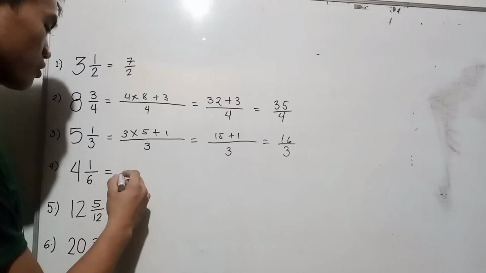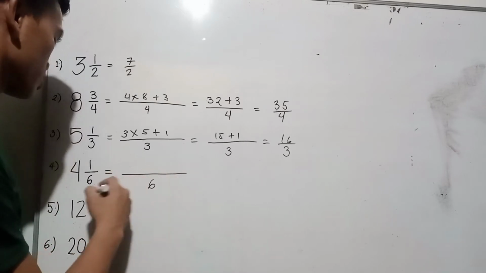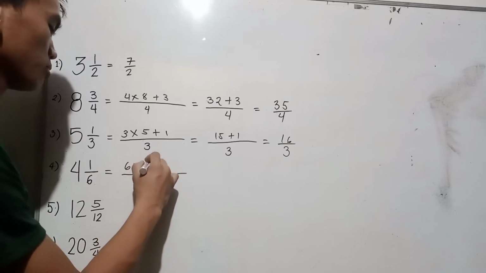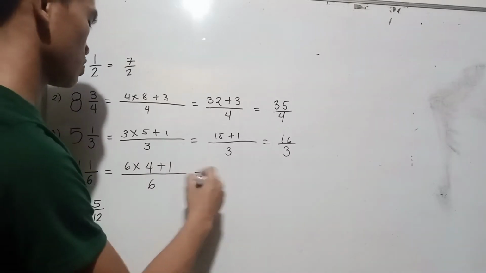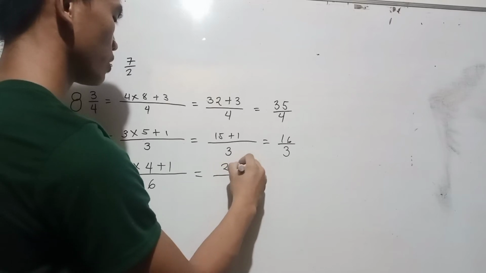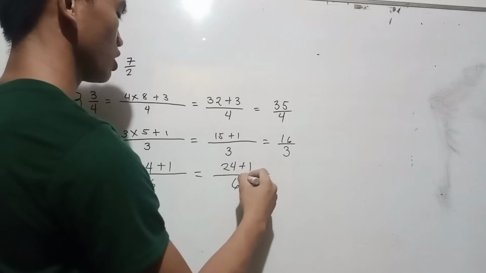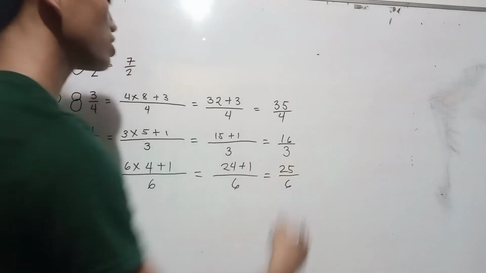Number 4. First thing to do is copy again the denominator, which is 6, and the denominator, which is 6, times the whole number, which is 4, plus 1, the numerator. 6 times 4 is equal to 24 plus 1 over 6. 24 plus 1 is equal to 25 over 6. And this is the final answer.